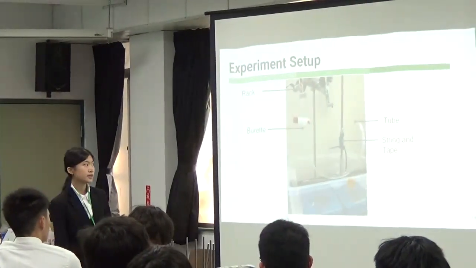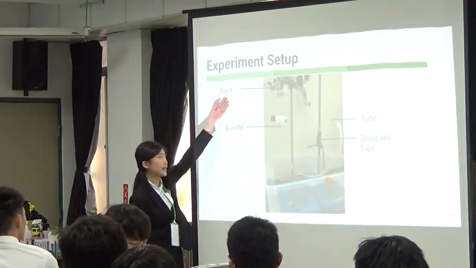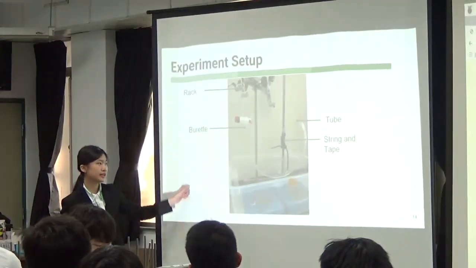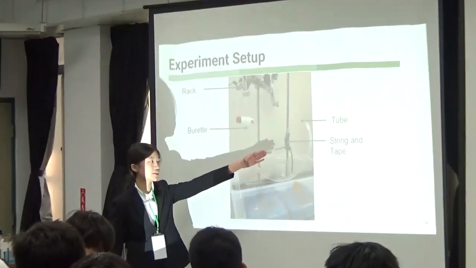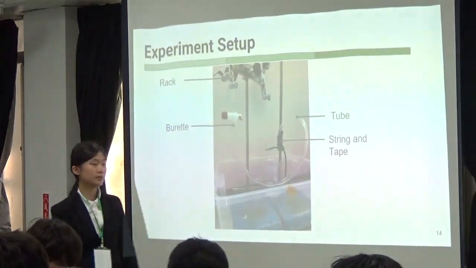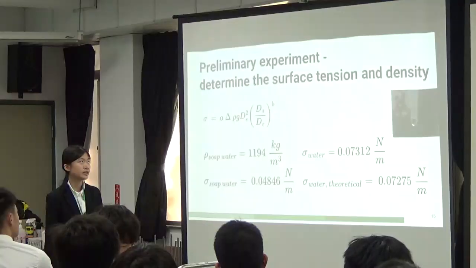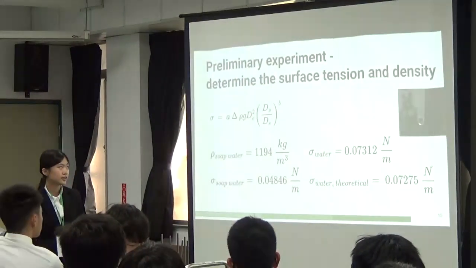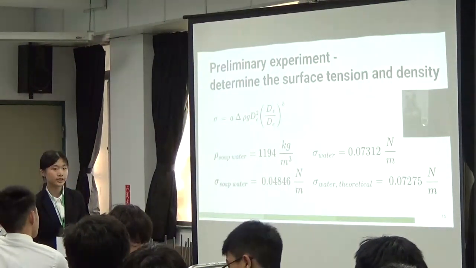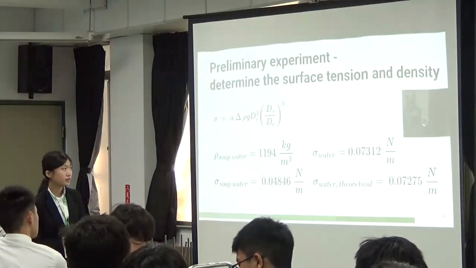This is our experiment setup. We use the rod to stabilize the burette, and the burette is connected with a tube, and at the end of the tube, we use string and tape to stabilize it. In our preliminary experiment, we determine the surface tension and the density of salt water by using the equations we mentioned before.